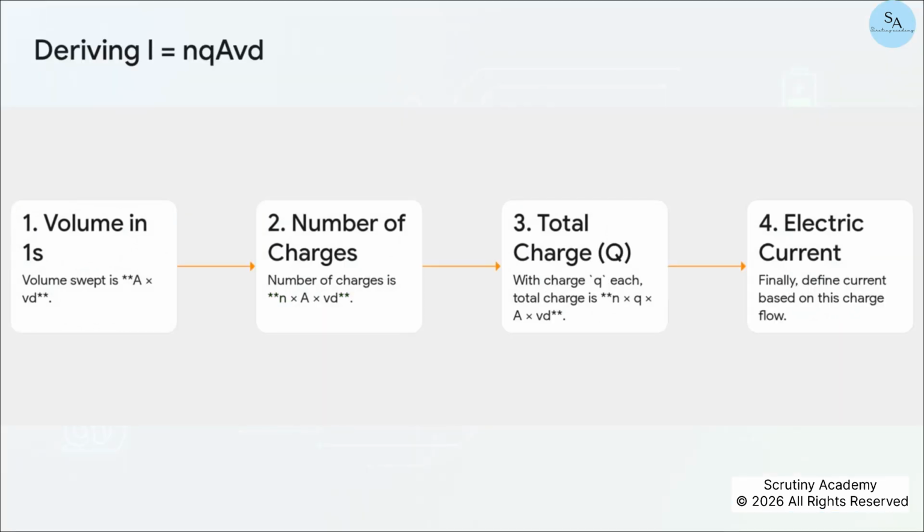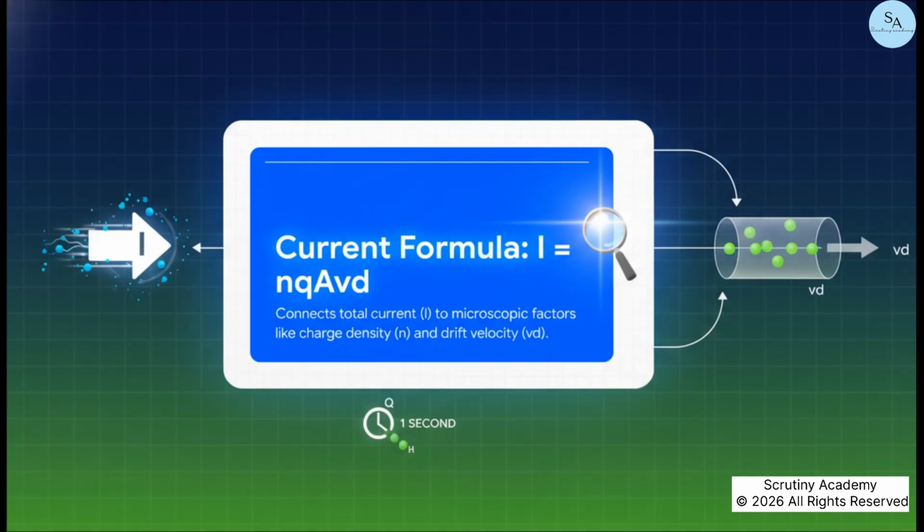Next up, we need the total charge. And you know what? This is the easy part. We have the number of electrons, so we just multiply that by the charge of one single electron, which we call Q. And here we are.